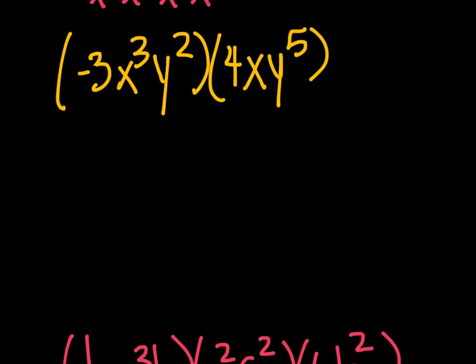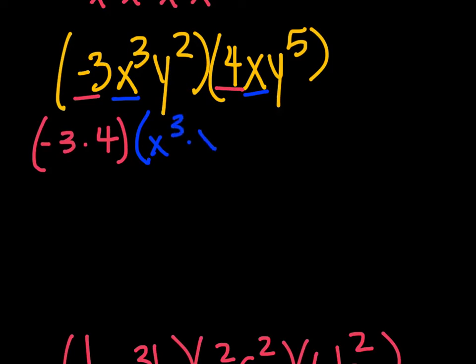We have negative 3 times x to the third y squared times 4 times x times y to the fifth. Same as before. Let's actually put some of these terms together. Everything's multiplying straight across, so we can actually find what goes together. Let's do negative 3 times 4. We're going to write that together. Then we can put x to the third times x. And then lastly, we have y squared times y to the fifth.